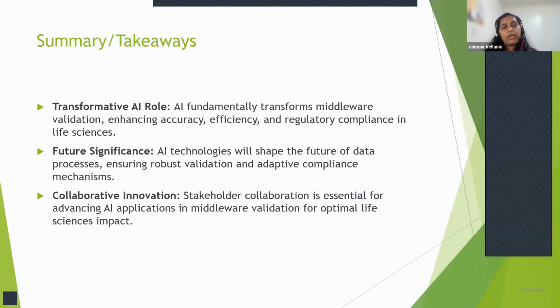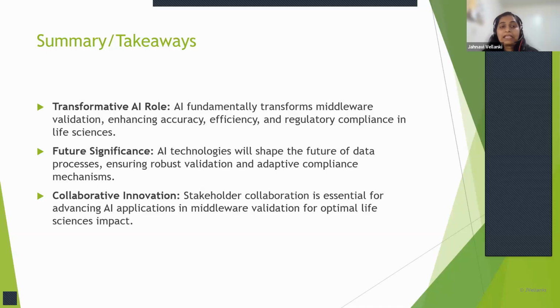Few takeaway points to wrap up. I would say middleware is definitely foundational in life sciences, and AI can elevate its validation by bringing speed, accuracy, compliance. But to fully realize the potential, we would need to collaborate across tech, healthcare, and regulatory teams and be cautious when we are implementing some of these models.